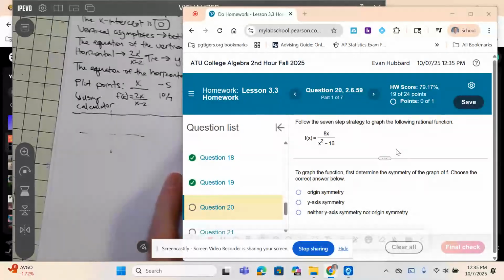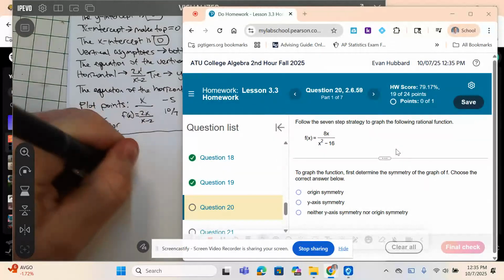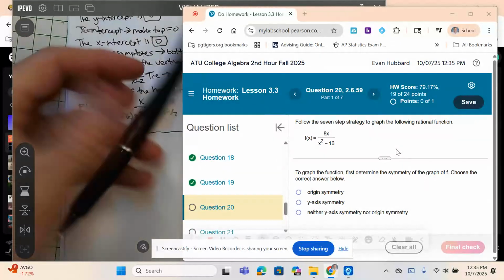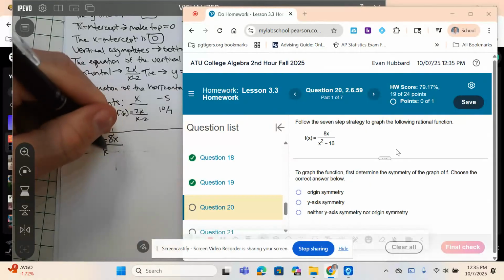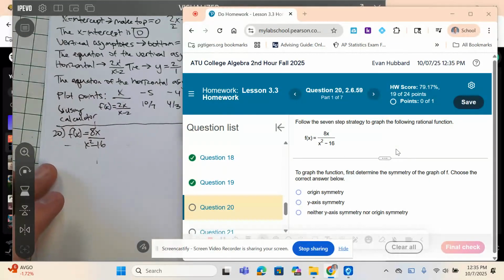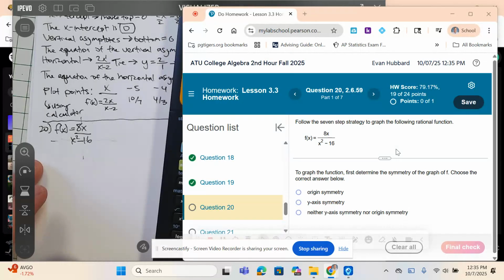Okay, number 20. So we have f of x equals 8x divided by x squared minus 16. Now, by the way, you're welcome to type this in your calculator, y equals, and then math frac, 8x divided by x squared minus 16.